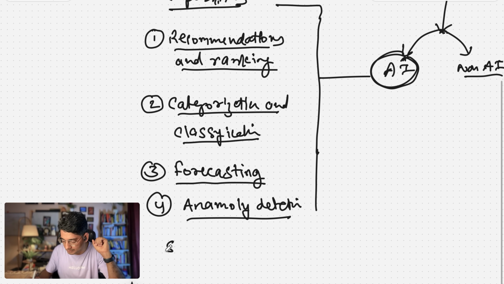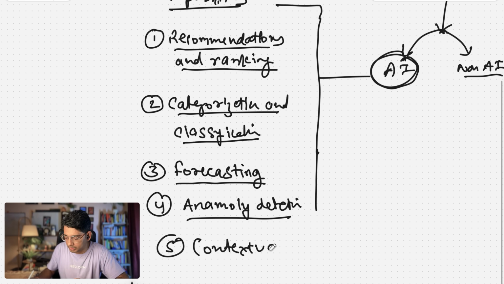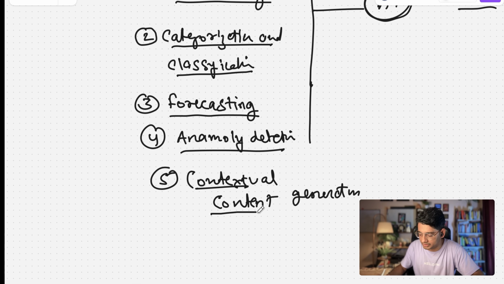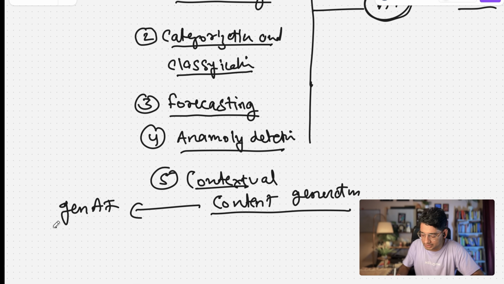Now the fifth part that AI can help you do is contextual content generation. Contextual content generation is the most important these days because this is also called Gen AI. By contextual content generation, I mean that AI would be able to understand the context, and based on that, it is going to generate the data for you.